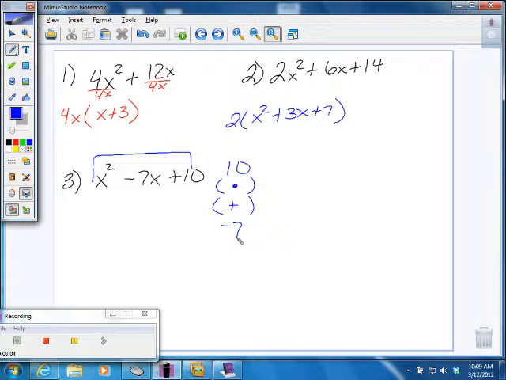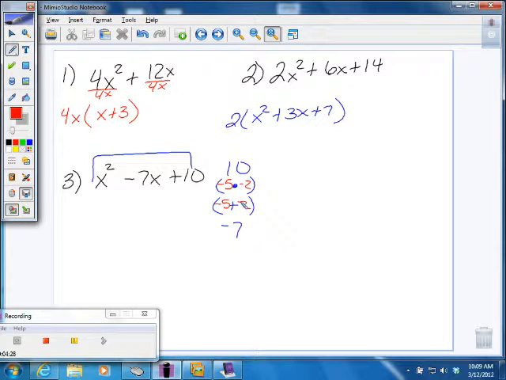5 and 2, 2 and 5. Negative 5, and negative 2, right? It's really important that we have our signs right. These numbers do have to be the same. They can't be one for the top and a separate group for the second. We're finding two numbers that multiply to give you positive 10, but add to give you negative 7.